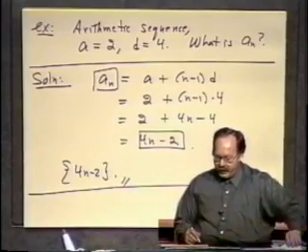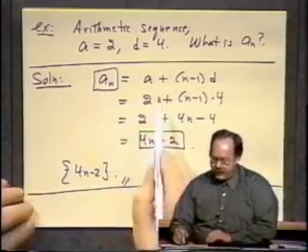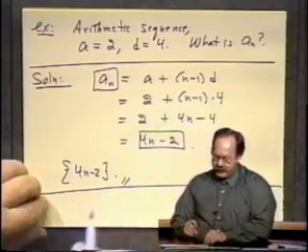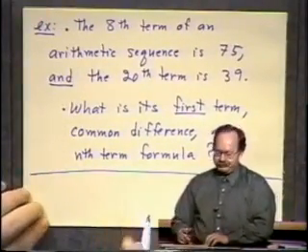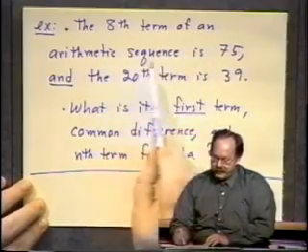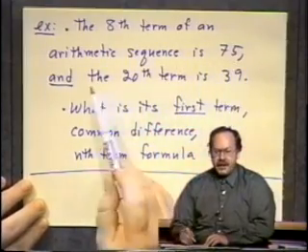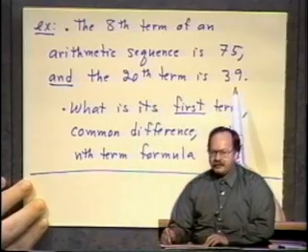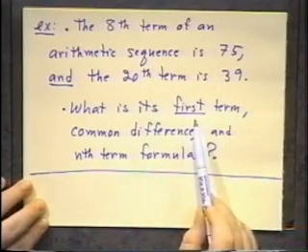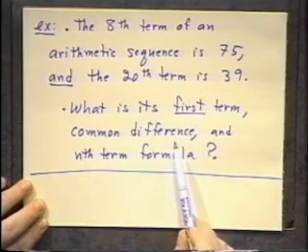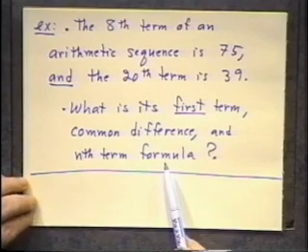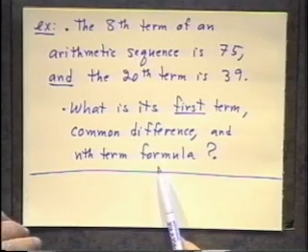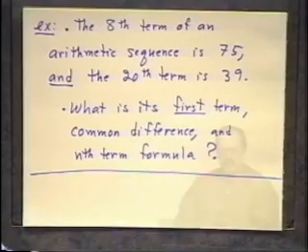So, with all of that in mind, and the formula now for the nth term directly given, it's time for you to try a problem. Let me pose one to you here. Suppose you're given the following information. The eighth term of an arithmetic sequence is 75. The 20th term is 39. What is the first term of this arithmetic sequence, its common difference D, and the nth term formula? So I want you to think about all of those, and I'll come back in a moment and we'll continue talking about it.